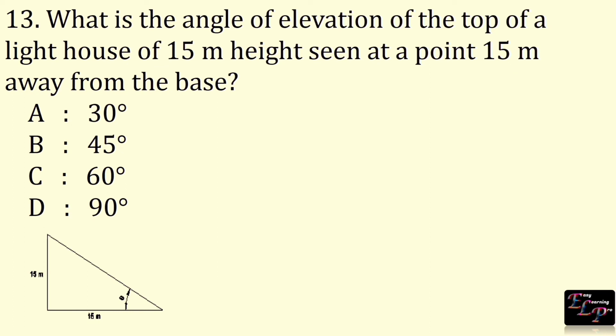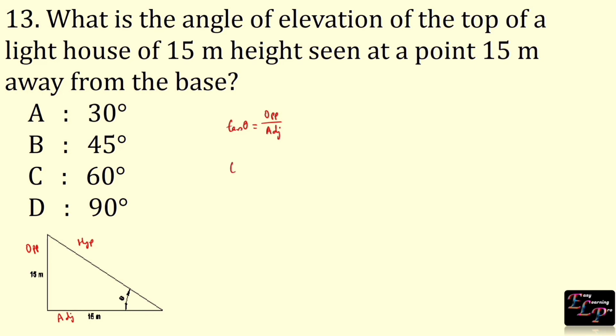What is the angle of elevation of the top of a lighthouse of 15 meter height seen at a point 15 meter away from the base? Here the angle is theta. This side is opposite, hypotenuse, and adjacent. Opposite and adjacent sides are given. We have to find the angle. Trigonometric ratio which relates opposite and adjacent is tan theta. Tan theta is given by opposite by adjacent.